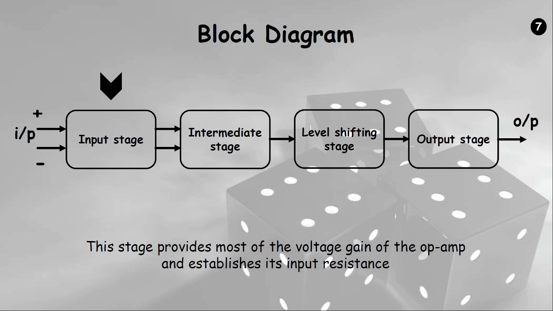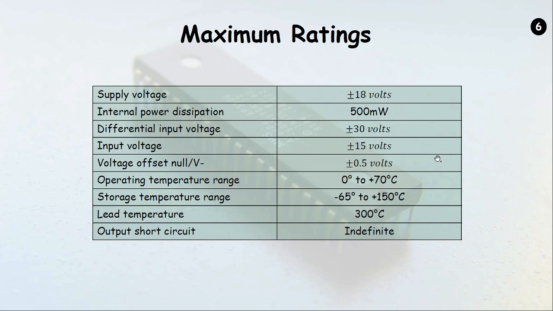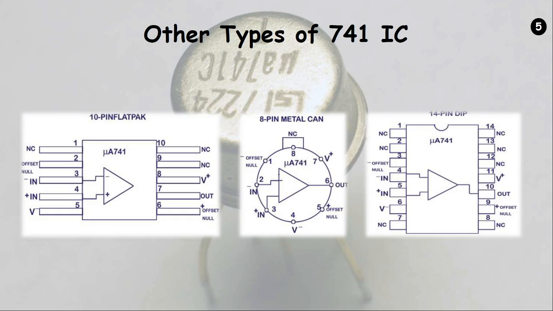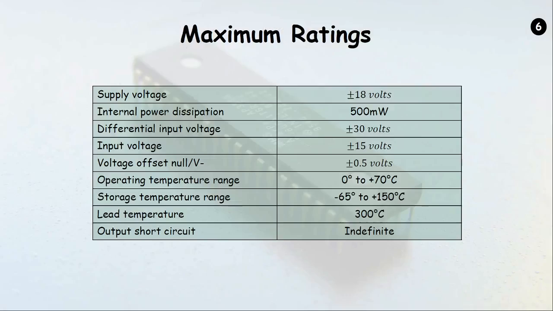We'll discuss the block diagram of this 741 IC. There are four blocks. The first is the input stage, the second is the intermediate stage, the third is the level shifting stage, and the fourth is the output stage. These are the stages inside this particular IC.